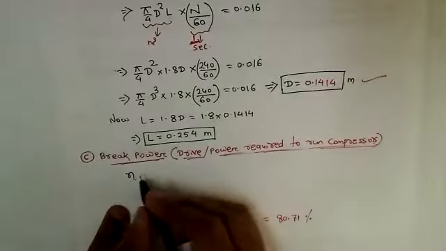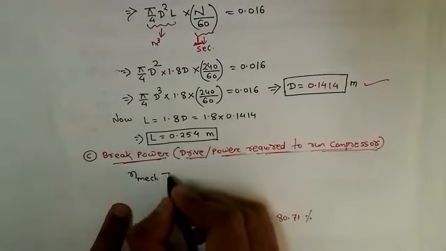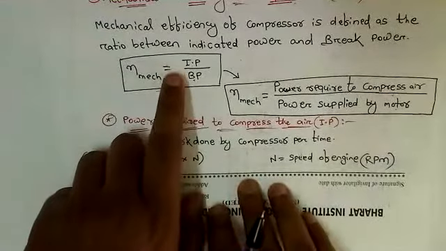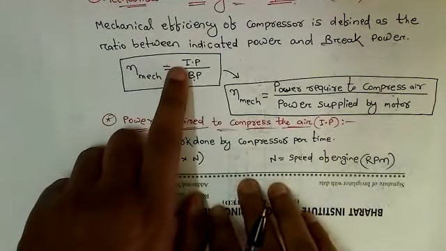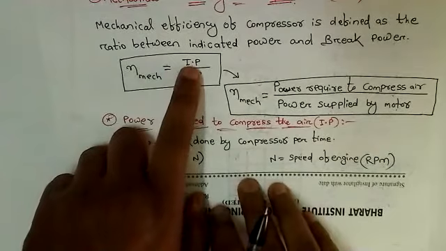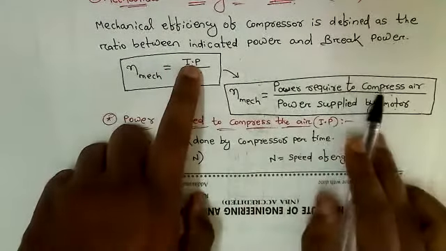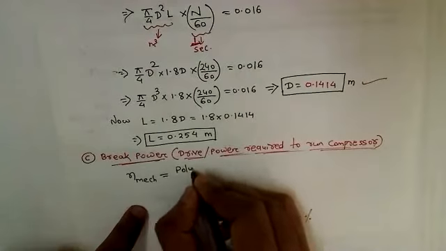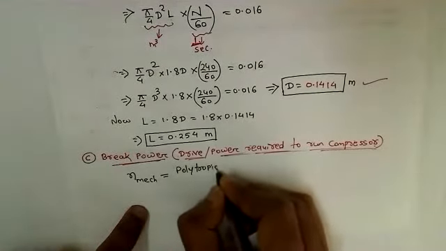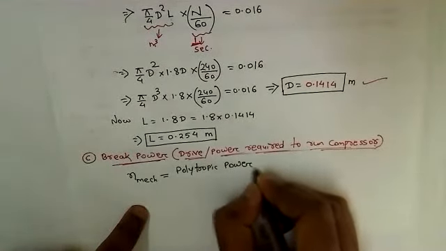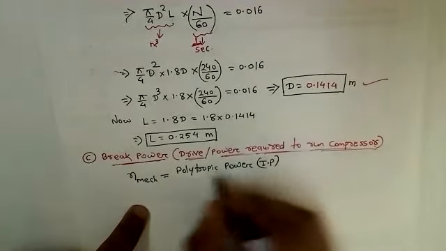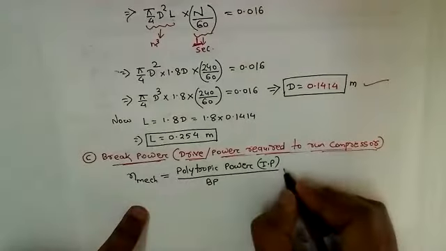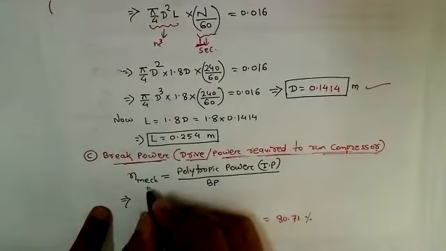So mechanical efficiency, yesterday I have told. Mechanical efficiency is equal to indicated power by brake power. This indicated power is nothing but the polytropic power or isentropic power required to run the compressor. So here we can write polytropic power, since this is a polytropic process, or indicated power, divided by brake power, which implies, what is mechanical efficiency?